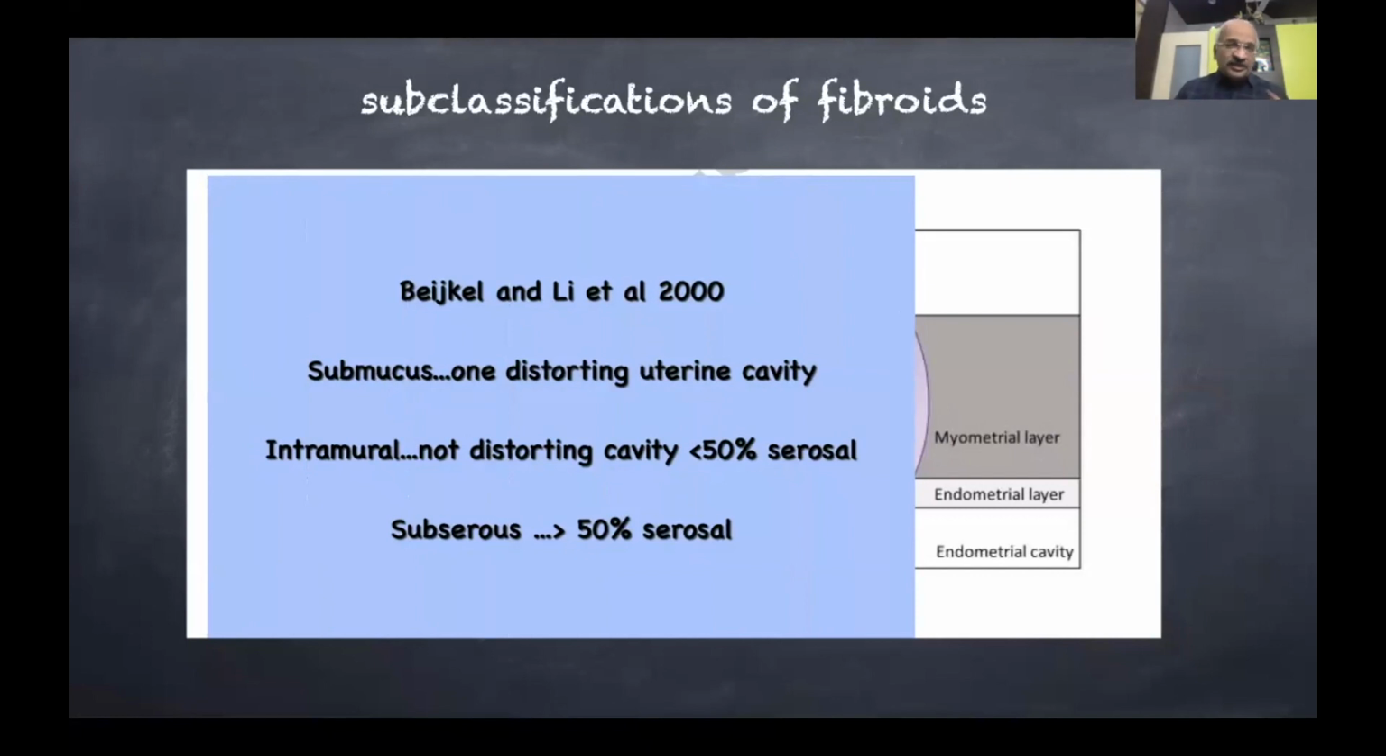It's very clinically relevant, I feel, and this is what we practice day to day. Submucous is the one which is definitely distorting the uterine cavity. Intramural is the one which is not distorting the cavity, and it is less than 50% in the serosal area. And subserous is the one which is beyond 50% of the serosal area. This understanding will simplify what we mean by submucous, intramural, and subserous fibroids.